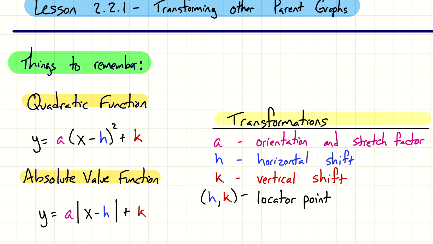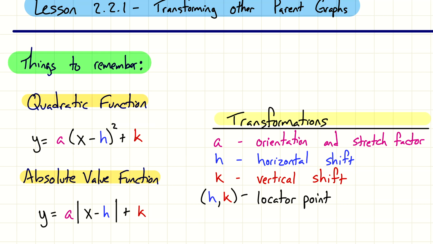Here's a reminder of some of those details that you should already be familiar with. So quadratic function, which creates our parabola when we graph this out, has its graphing form in the form of y equals a, where a represents the orientation and stretch factor of that function. X minus h, where the h represents a horizontal shift.